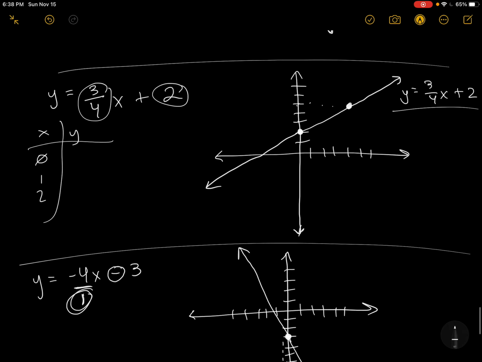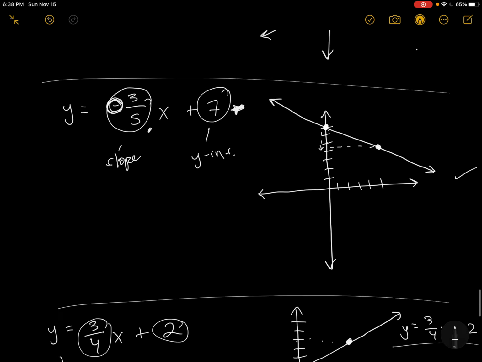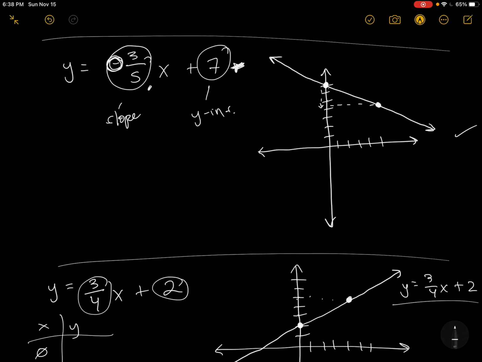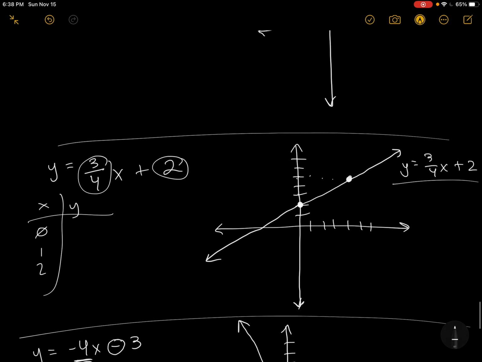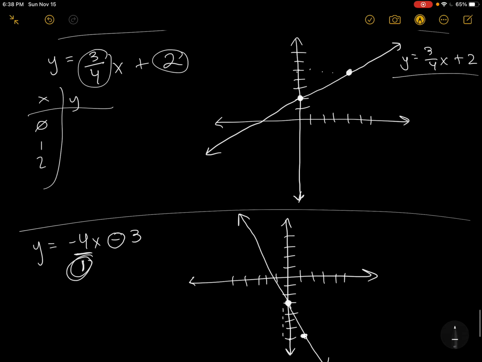Okay. All right, so that slope-intercept form makes it way faster to graph. Now that you know what intercepts are and slope is, you can use this form.